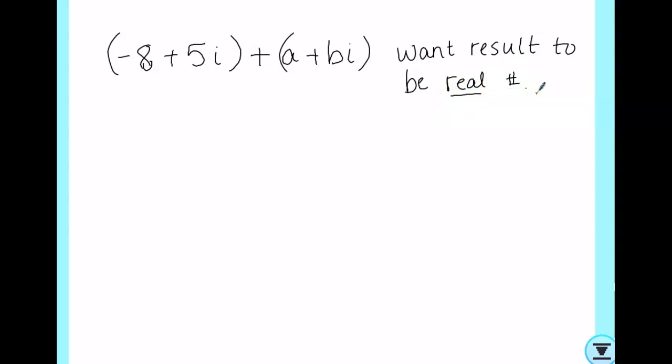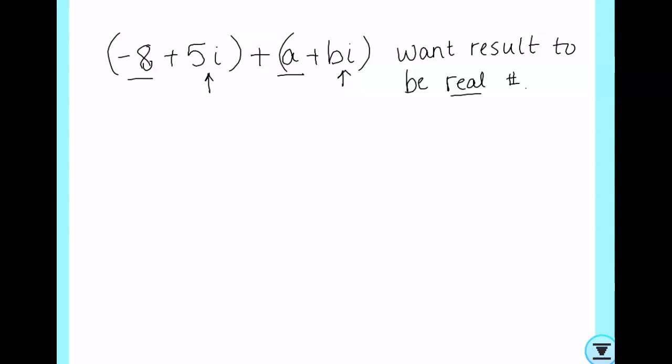Okay, so remember, complex numbers are made up of two parts. They have real parts and they have imaginary parts. So these two are the real numbers, and these two are the imaginary numbers. So when we add these two together, if we want the result to be a real number, then what that means is that the result has to have the imaginary part equal to 0.